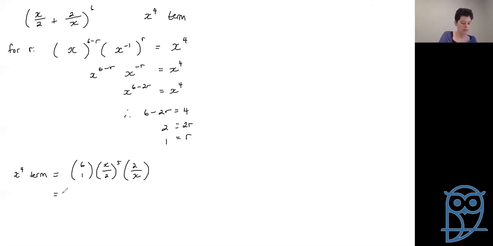6C1 gives us our 6. x to the 5 over 2 to the power 5 is 32. And there we have a 2 over x, which stays the same, no power involved. So we have 6 times 2 divided by 32 as the numbers involved in this term. That gives us 3 over 8. x to the 5 divided by x gives us x to the 4.